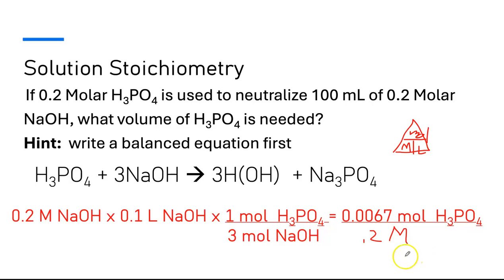So we are looking at needing 0.0335 liters of phosphoric acid to make this reaction work. Because again, if you take your number of moles, divide by molarity, there you go.